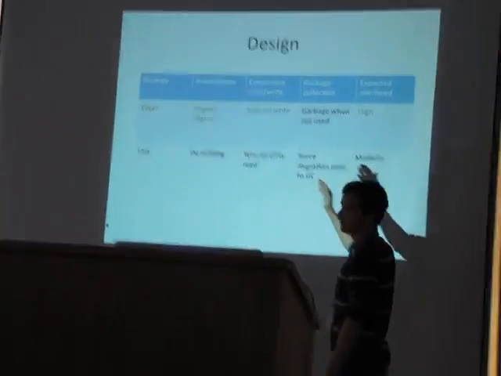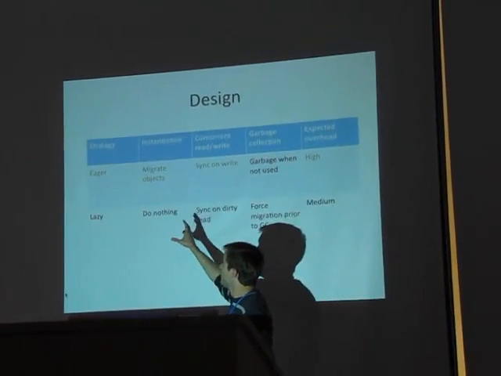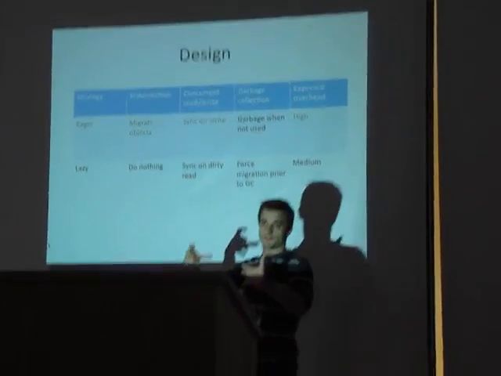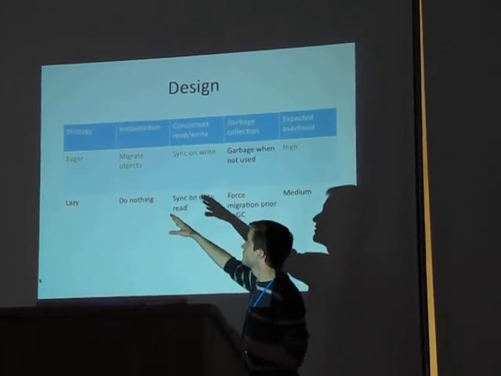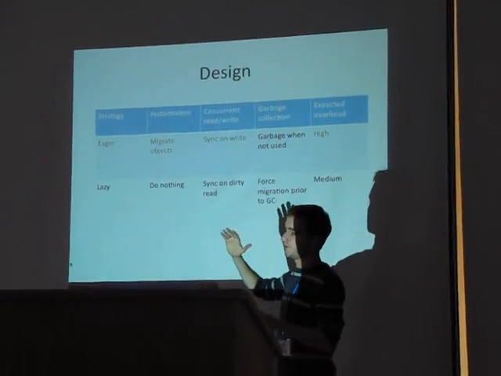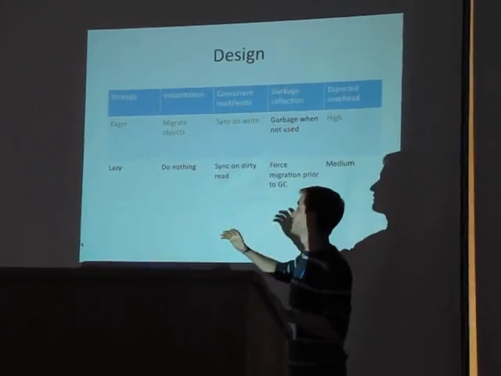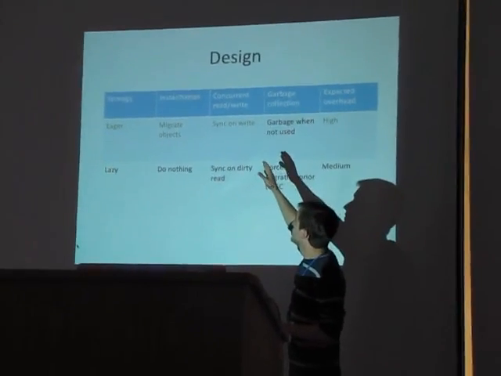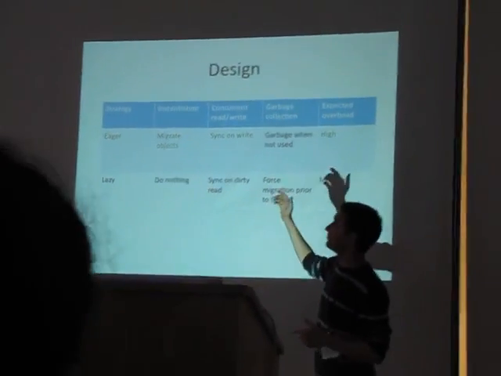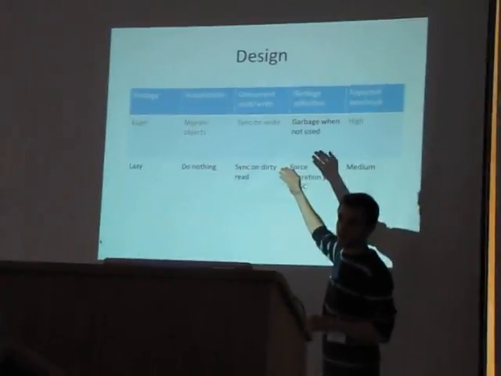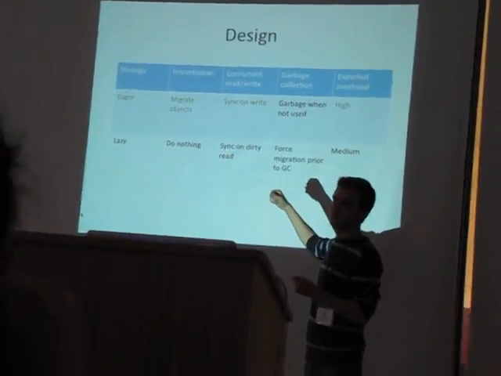And there are a few other considerations regarding those two strategies. The first is initialization, when you first create the context. If you're in the eager strategy, you need to create the representation of all the existing objects, while in the lazy strategy, you do nothing. Then, from the point of view of reads and writes, if you're in the eager strategy, you synchronize immediately on write. In the other case, you synchronize when you read the object.